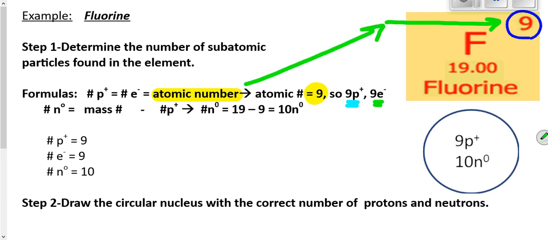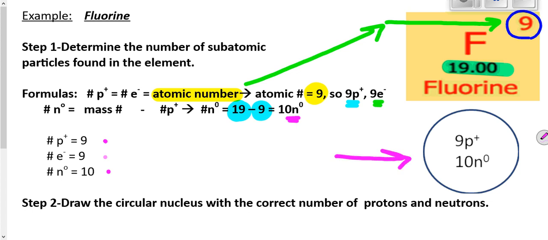I also need to know how many neutrons we're going to have. Remember, to figure out the neutrons, we do some simple math. We know the mass is 19. That's how heavy this is. So it weighs 19, okay? But 9 of those are protons. 19 minus 9, we're going to have 10 neutrons. That makes it heavy enough to weigh 19. So we now know that we're going to have 9 protons, 9 electrons, and 10 neutrons.